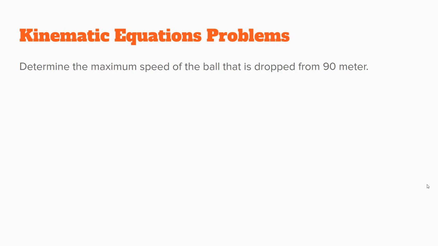Determine the maximum speed of the ball that is dropped from 90 meters. You should know some of the hidden variables here. You will probably need some time, so if you need time, please stop this video until your work is done, and I'll give just the answer right now.